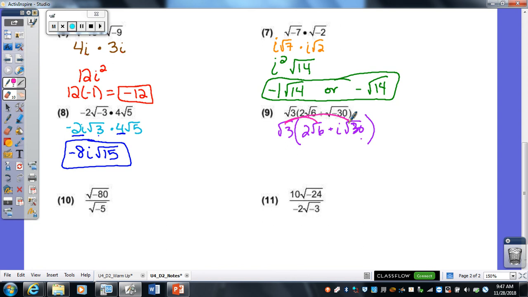So we distribute our radical 3. Numbers under radicals can be multiplied together. Numbers outside of radicals multiplied together. So that's why that becomes 2 radical 18. 3 and 6 are both underneath. They get multiplied. And then it's plus I radical 90. 3 times 30 gives us 90.